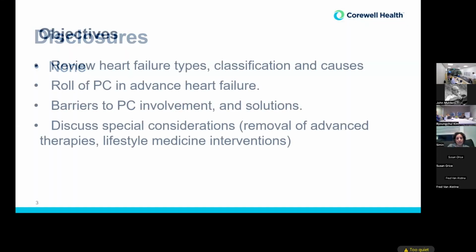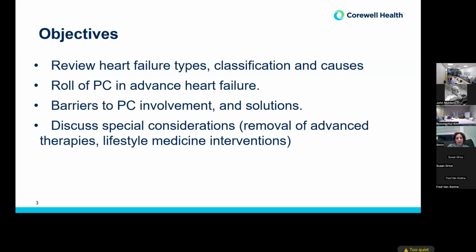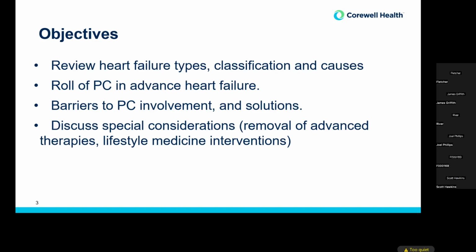No disclosures. We're going to talk about the heart failure types and classifications, and some of the causes, and what the role of palliative care is in advanced heart failure patients, what those barriers are that we encounter, and even propose some solutions, and then discuss some special cases that are related to heart failure, like a removal of advanced therapies and some lifestyle medicine interventions.